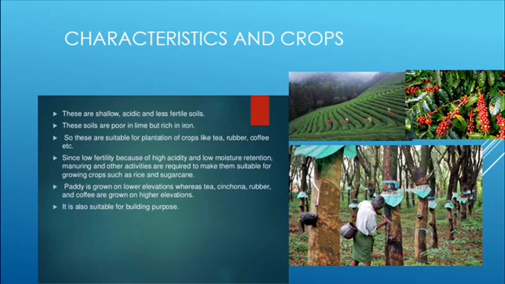Since there is low fertility because of high acidity and low moisture retention, manuring and other activities are required to make them suitable for growing crops like rice, sugarcane, etc. Paddy is grown in the lower elevations, whereas tea, cinchona, rubber and coffee are grown on the higher elevations. It is also suitable for building purposes because as soon as this soil comes in contact with air, it becomes hard like iron. So that is why it is suitable for building purposes in India.